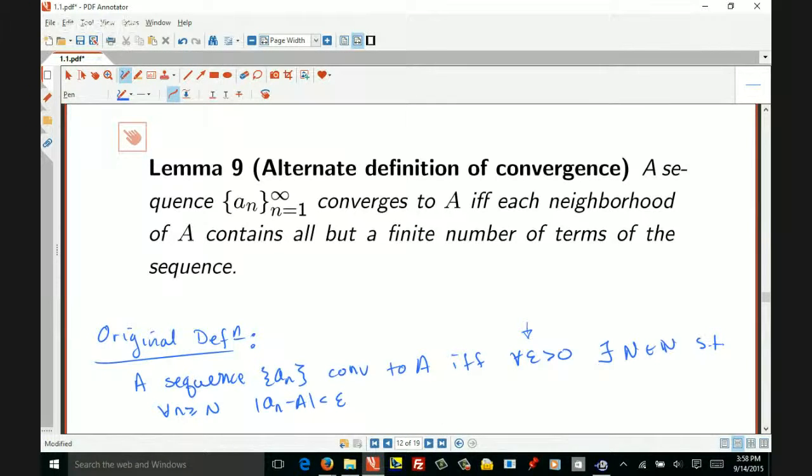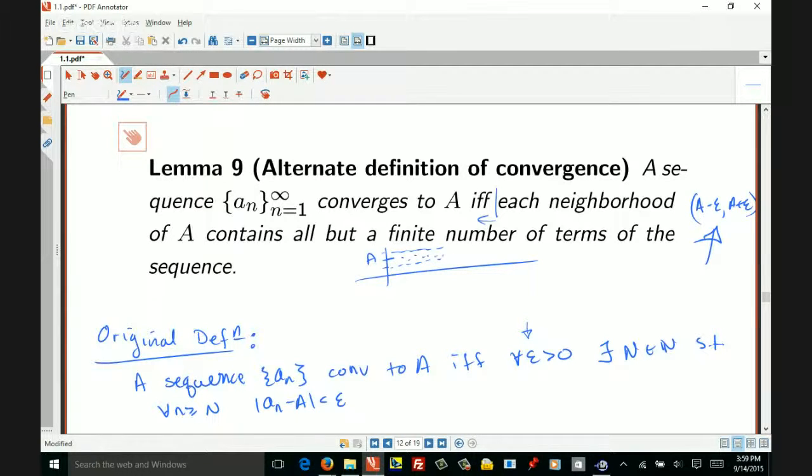What is the difference between these definitions? Notice, to the right there, with the if and only if, they're the same. So tell me about what's happening afterwards. It's saying that each neighborhood contains everything except a finite number of terms. You can kind of picture it: the neighborhood is A minus epsilon to A plus epsilon. Here's A, here's A plus epsilon, and here's A minus epsilon.